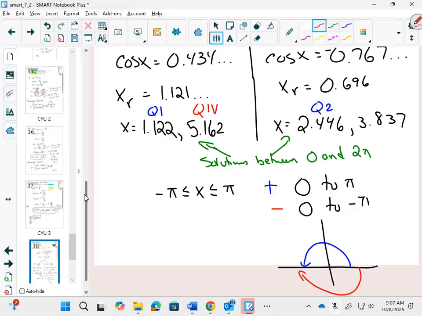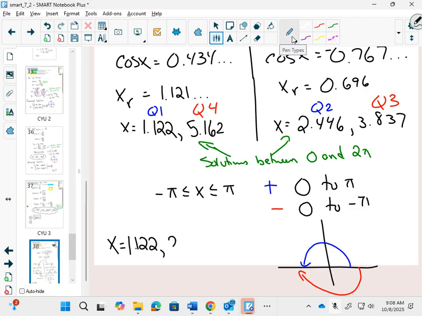I've got to either do Roman numerals or regular numbers. Shouldn't mix back and forth. And that one's in quadrant 3. So my final answers, which I'm going to circle right here, x is equal to, I can keep the 1.122. I can keep the 2.446.